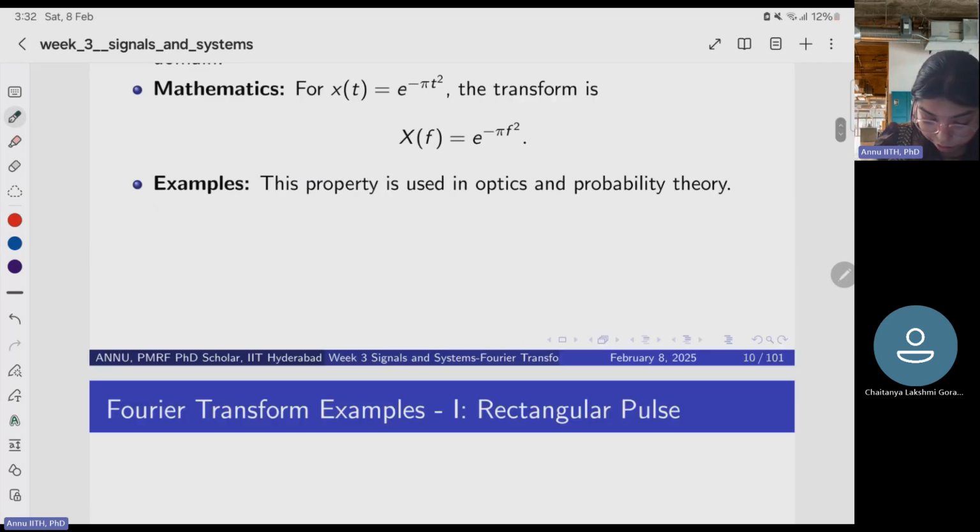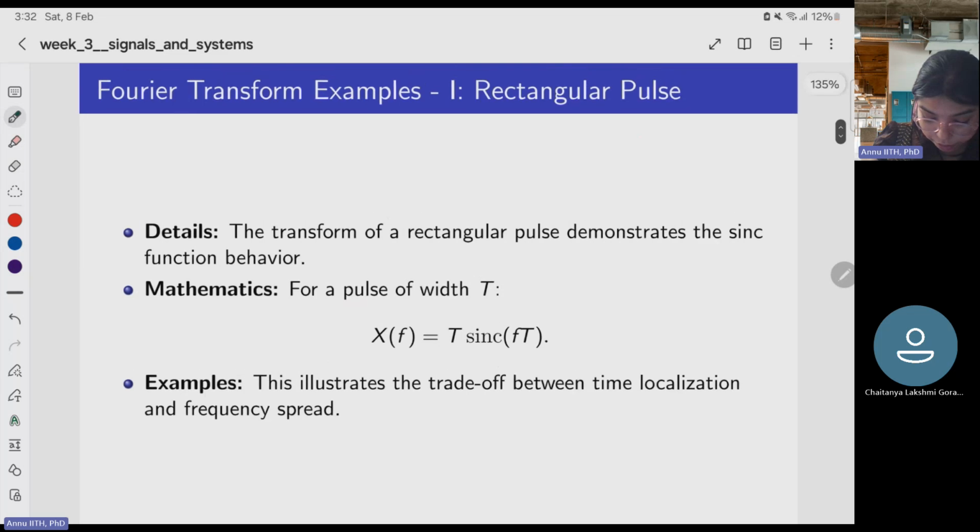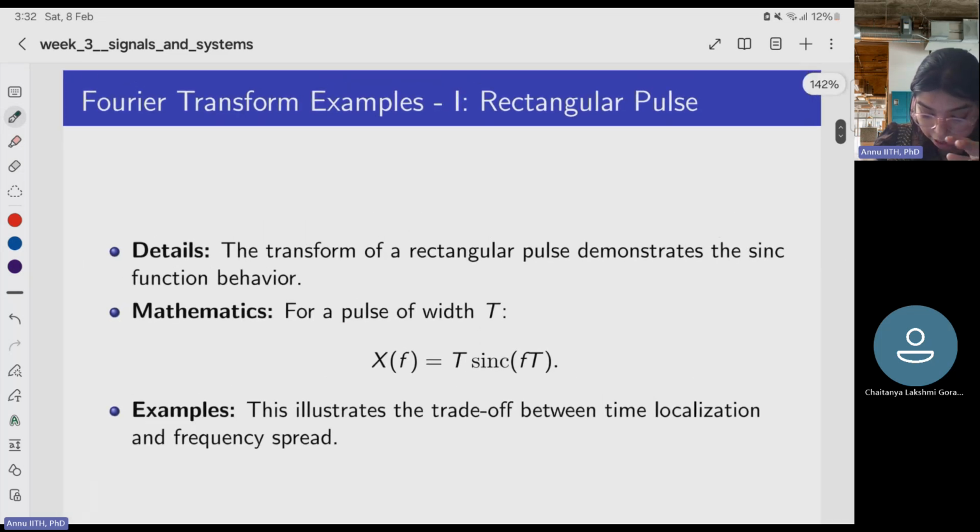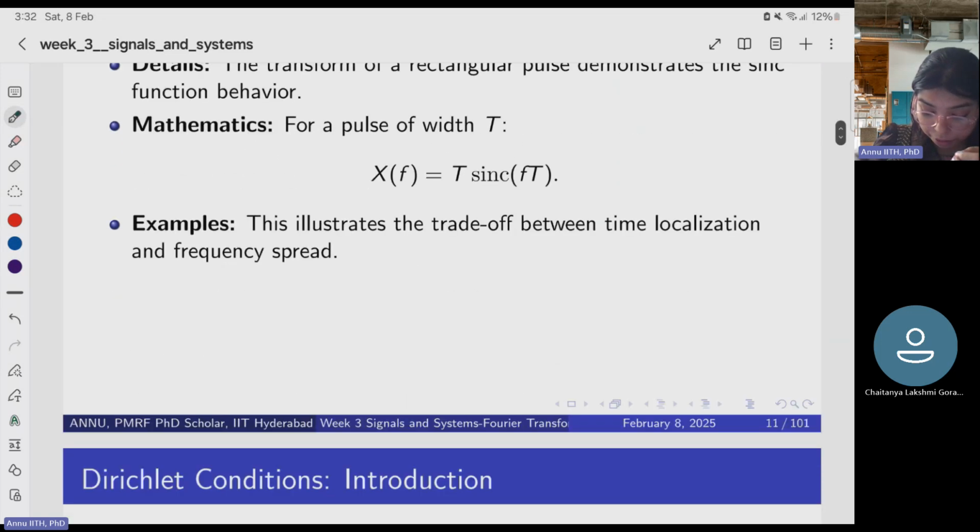Okay, well and good. So we know the transform of a rectangular pulse will demonstrate its sinc behavior. For the pulse of t, it shows us the trade-off. This example shows a trade-off between time localization and frequency spread. I'm giving some practical real-time examples.